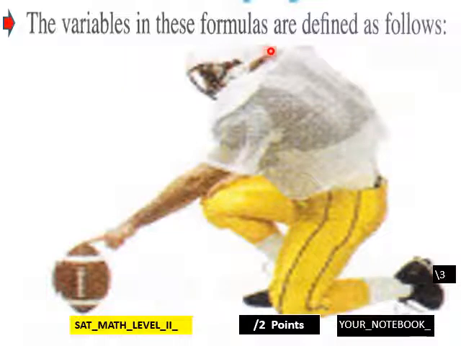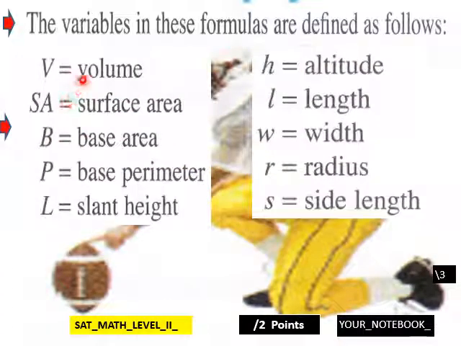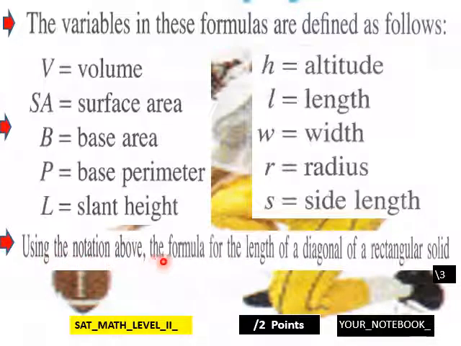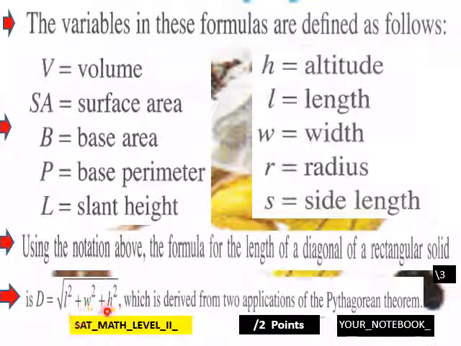The variables in these formulas are defined as follows. V equals volume, SA is surface area, B is base area, and P is your base perimeter. L would be your slant height, H altitude, L length, W width, R radius, and S would be side length. And using the notation above, the formula for the length of a diagonal of a rectangular solid is D equals the square root of L squared plus W squared plus H squared, which is derived from 2 applications of the Pythagorean theorem.